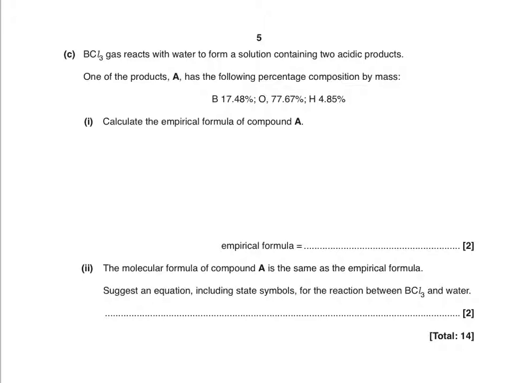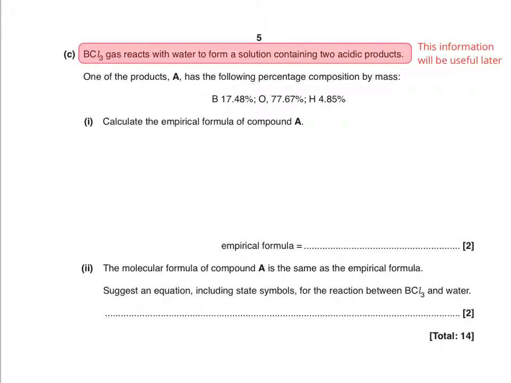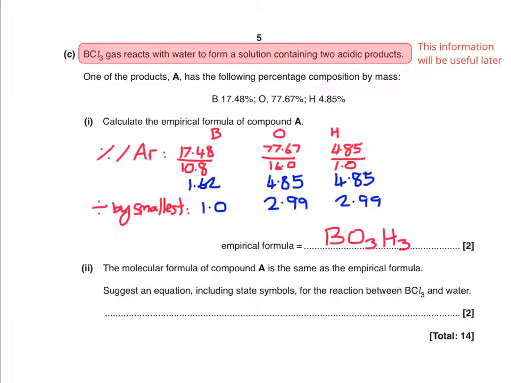So moving on to part C now. It says BCl3 gas reacts with water to form a solution containing 2 acidic products. So whenever they give you a piece of information like this, always have a think about it because it might be useful later on. Now the empirical formula of the compound A is going to be quite straightforward.